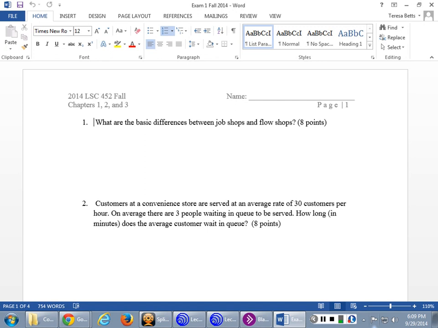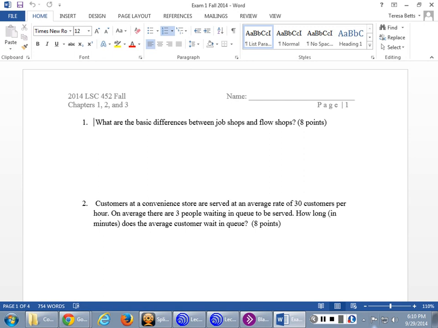What are the differences between job shops and flow shops? I was just looking to make sure that you could distinguish between them: a job shop manufactures custom orders, a flow shop manufactures the same product. Flow shops tend to be more assembly line manufacturing, and job shops more made-to-order manufacturing. I was really flexible on that. If you had looked in the textbook and come up with something that distinguished them, you got the 8 points.